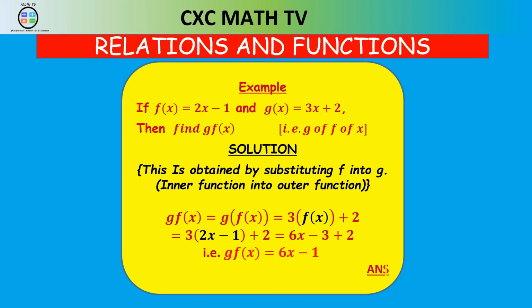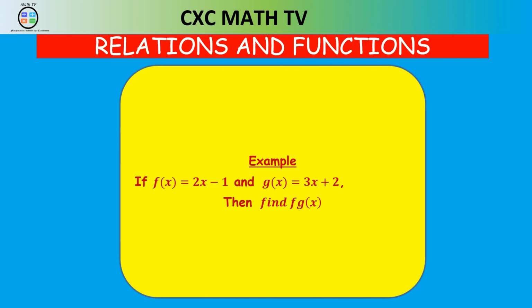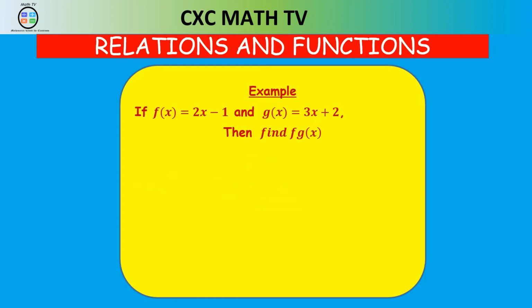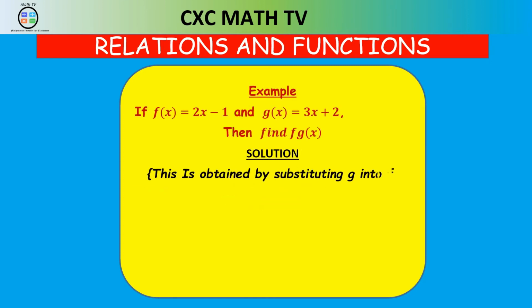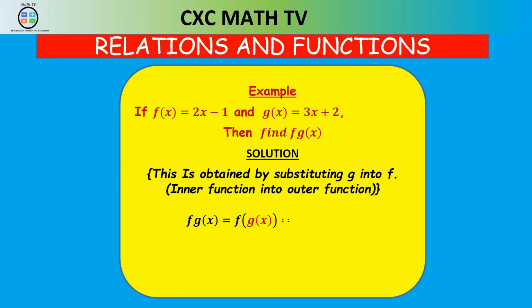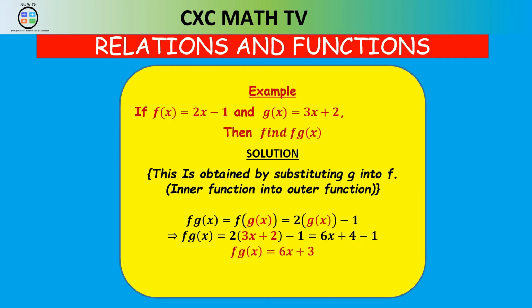Let's try one more. Let's say we were asked to find f g of x. That just means that we're going to substitute the inner function g of x into f. So f g of x is going to be, f of x is 2x minus 1. Where x is in f, we're going to replace it with the g of x. So it's going to be 2 times g of x minus 1, and g of x is 3x plus 2. So it's 2 times 3x plus 2 minus 1, and that simplifies to be 6x plus 4 minus 1, which is 6x plus 3. That is f g of x.